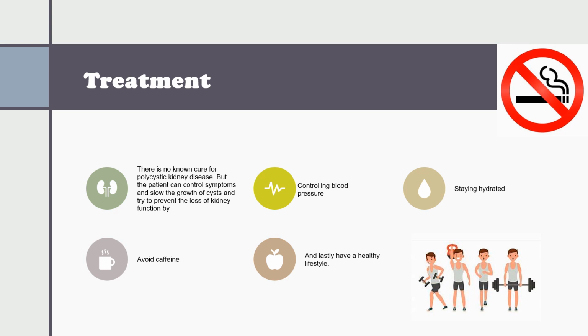There is no known cure for polycystic kidney disease, but the patient can control symptoms and slow the growth of cysts and try to prevent the loss of kidney function by controlling blood pressure, drinking more water, staying hydrated, avoiding caffeine as much as possible, and just having an overall healthier lifestyle.